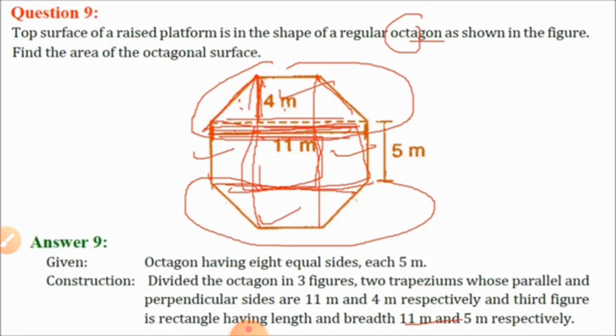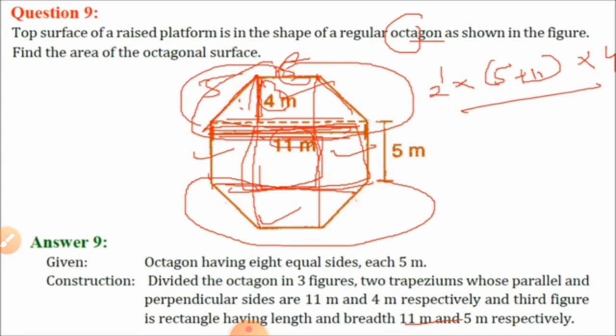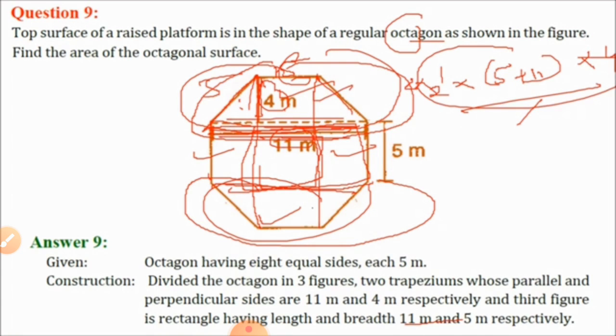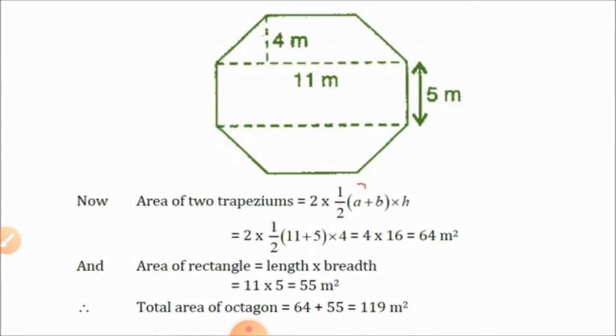According to the measurements, we have to select the method. Which method is easy? Here 11 and 4 are the parallel sides and the height is also given, 4 meter. How to get it: 5, 5, 5. Height is 4, side is 5, other side is 11. Just make it and simplify it. You have the answer for one. If you multiply it by 2, you have the answer for 2 trapeziums, and the last one is so easy, 11 into 5, that means 55 meter square, plus 64 meter square. Total is 119 meter square, the area of the octagon.